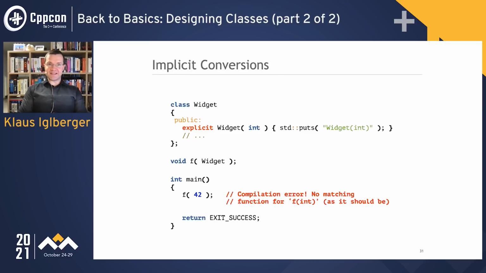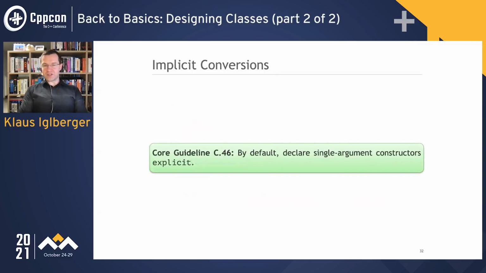So explicit is a really, really helpful thing. Absolutely. And this is why Core Guideline 46 says, by default, declare single argument constructors explicit. Single argument constructors. Generally speaking, you can use this for all constructors, but the ones that take one single argument are the ones that are most easily abused and provide these implicit conversions.